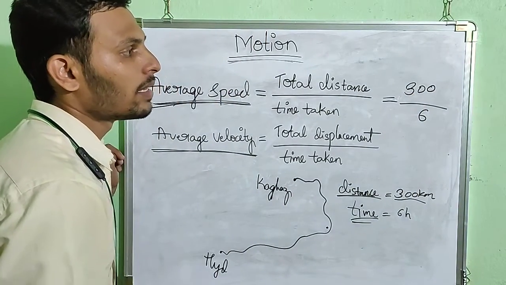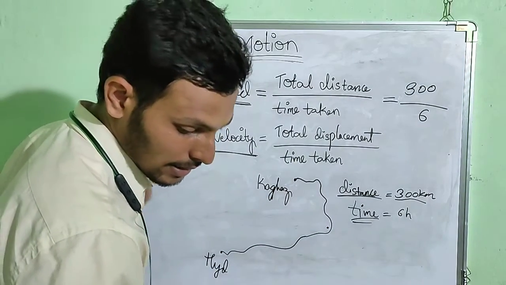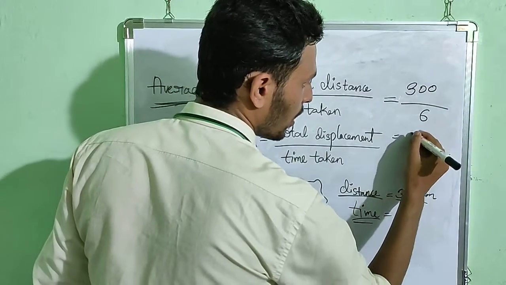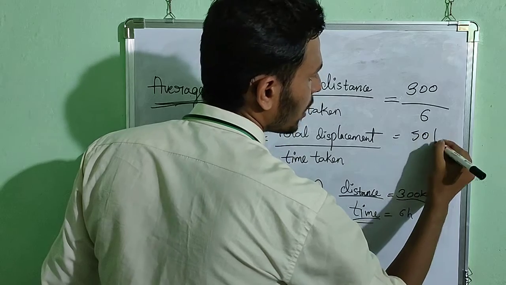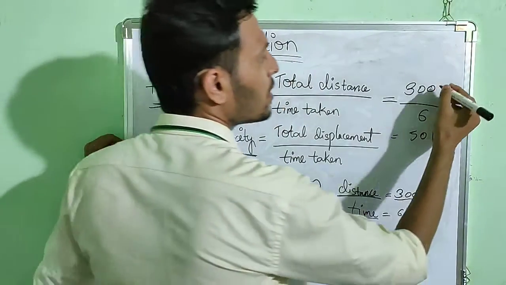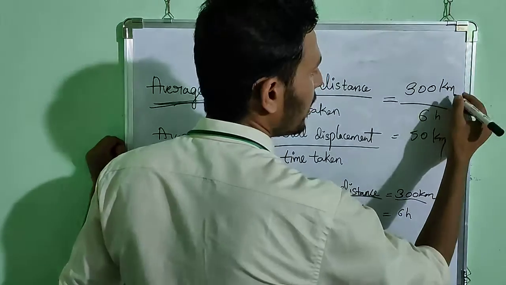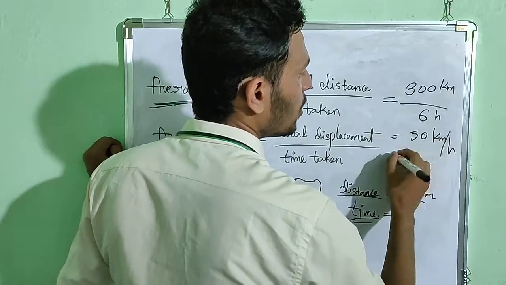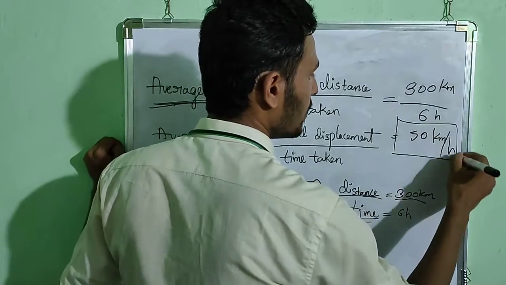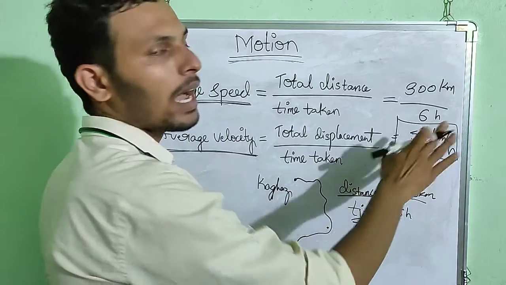If I cancel this, I'll get 50, so 50 kilometer per hour. Why kilometer per hour? This is in kilometer and this is in hour, so divided, kilometer per hour. So I'm getting the answer: the average speed as 50 kilometer per hour.